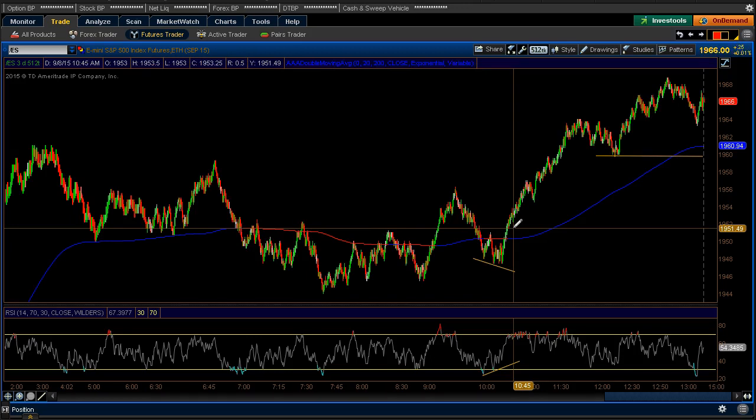So I hope that helps with how to use and trade using the 2200 double moving average line. Coming up next, lesson 9.